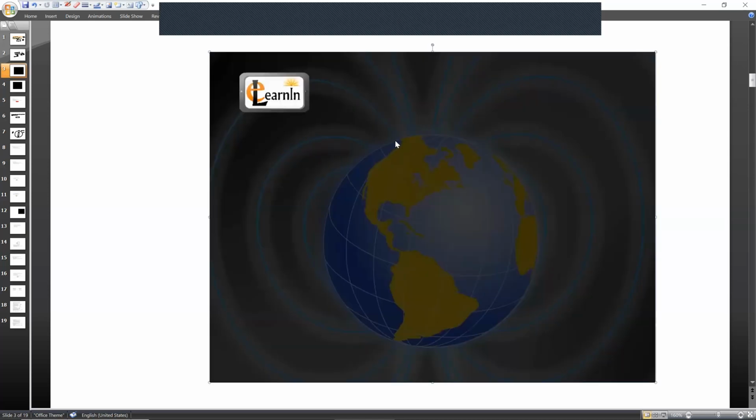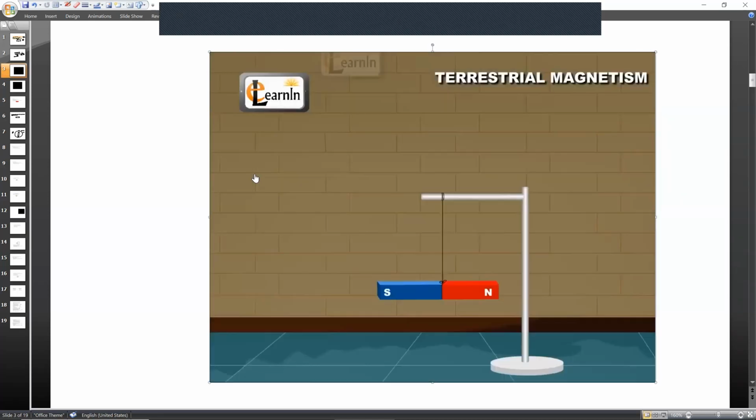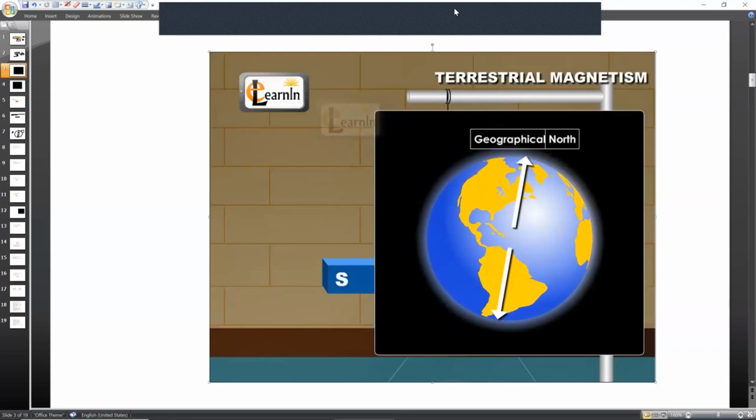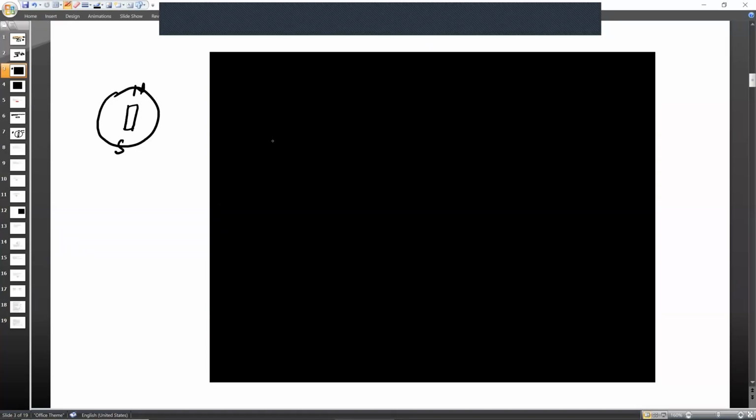Just listen to this one. This video is showing terrestrial magnetism. A freely suspended bar magnet approximately points towards the geographical north. You need to keep in mind that there is a geographical north and a south pole, but actually the earth's bar magnet always lies in the opposite direction. Let me explain it here.